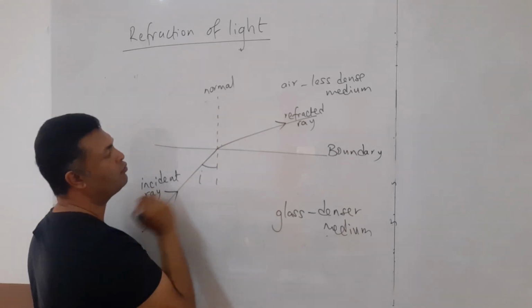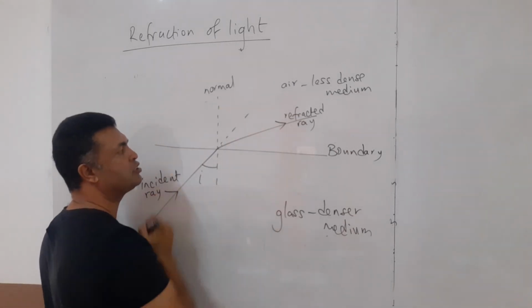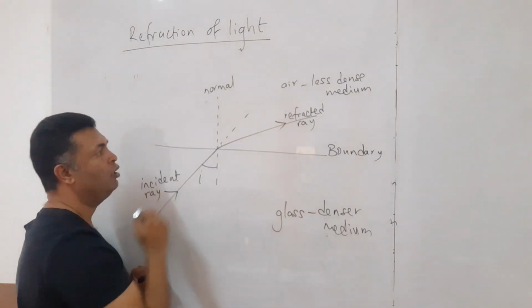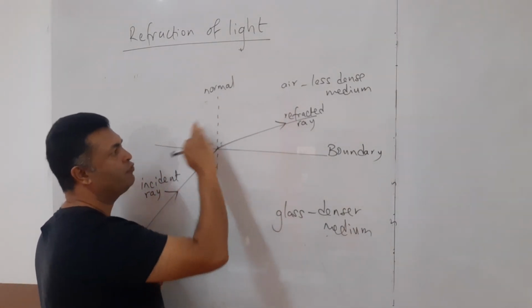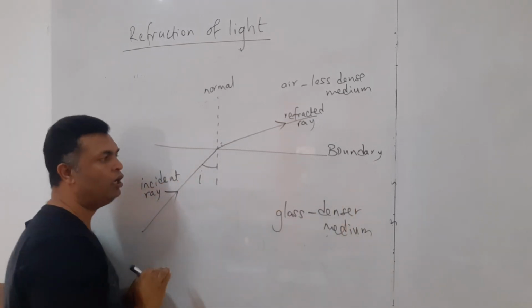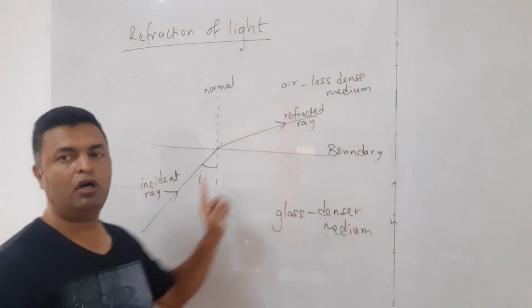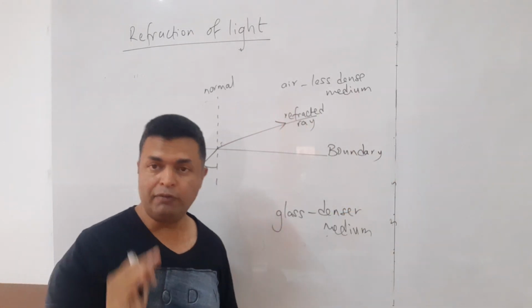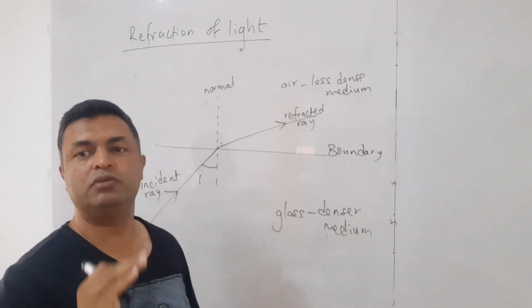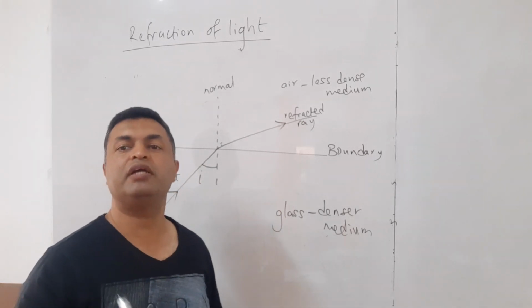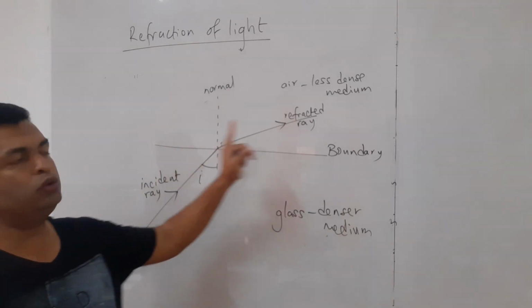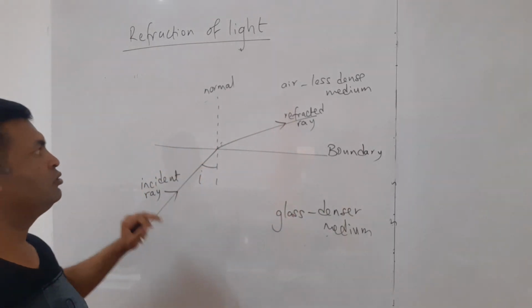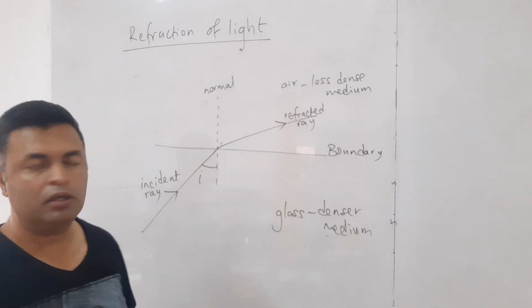So here you have the normal. It was supposed to be the straight path going, the ray. But since there is a change in density in media, the refracted ray goes away from the normal because it is from denser to less dense. So you have to remember, less dense to denser medium, refracted ray is bent towards the normal. When it is from denser to less dense medium, the refracted ray is bent away from the normal.